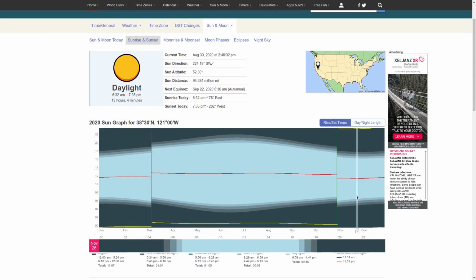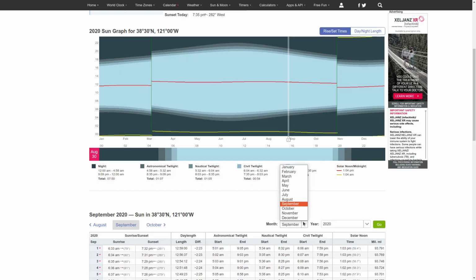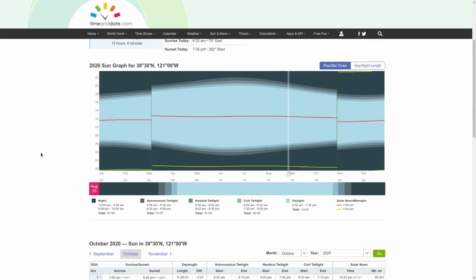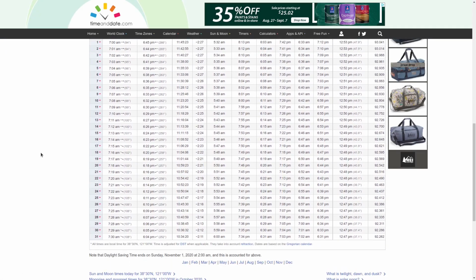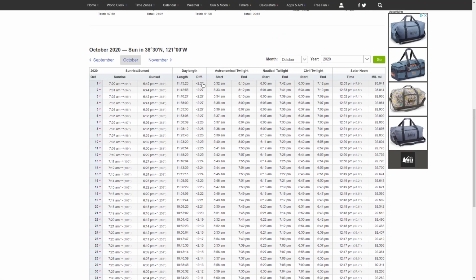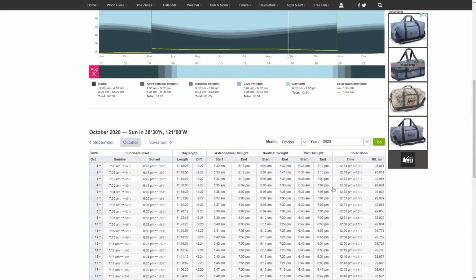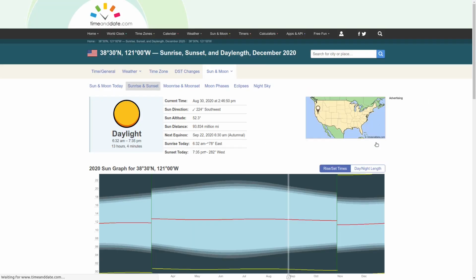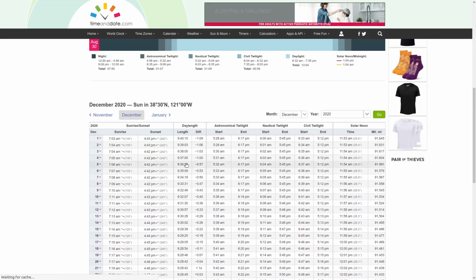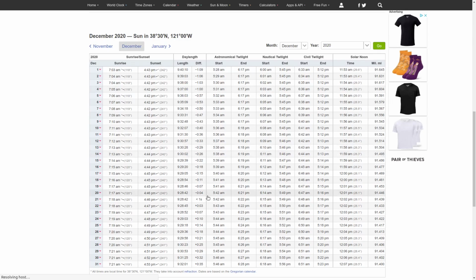Let's go to October. Hopefully you can see that the change in day length is coming down: 2:27, 2:16, 2:11. And then as we get back to December, 1 minute, 20 seconds, 1 second, and then after the winter solstice, the sun returns and the days get longer.